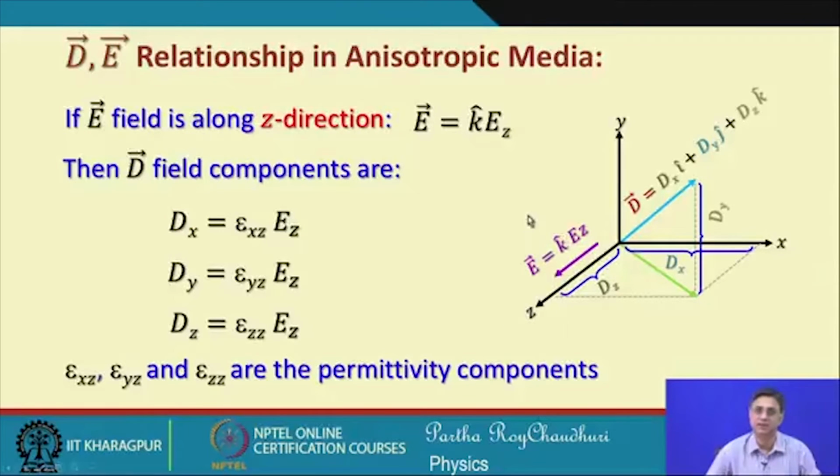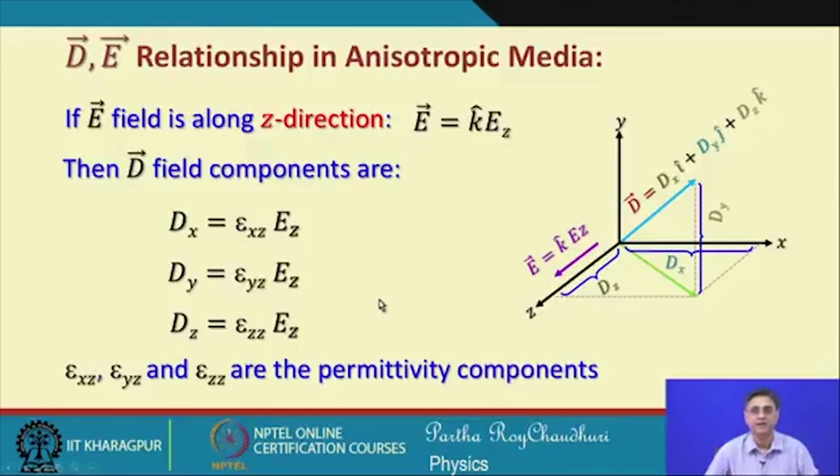In that case, in the same way, the displacement vector will be in general along a direction which is not along the z axis. As a result, in the same way we can decompose the displacement vectors along the three mutually orthogonal axes, where dx will be equal to epsilon xz Ez, dy will be equal to epsilon yz Ez, and dz will be equal to epsilon zz Ez, where again epsilon xz, yz and zz are the permittivity components in this case.